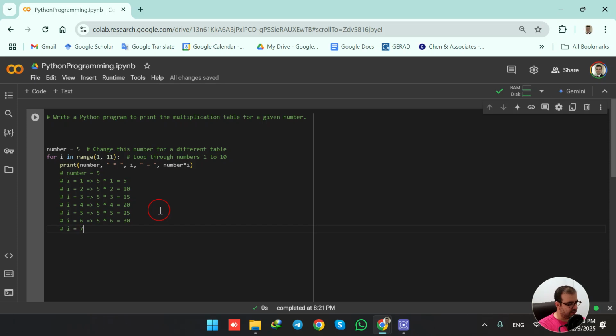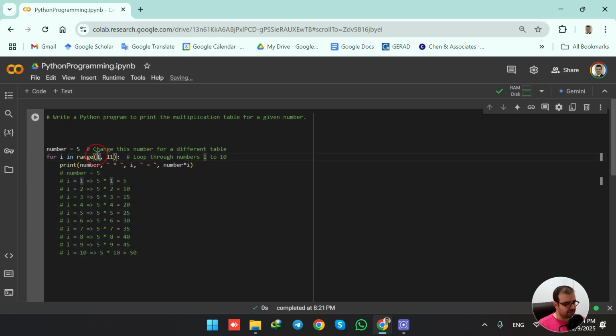We are having I equals 7. So 5 times 7 equals 35. I equals 8. 5 times 8 equals 40. I equals 9. So 5 times 9 equals 45. And finally, the last value for I is 10. So 5 times 10 equals 50. This is how this loop is being executed.